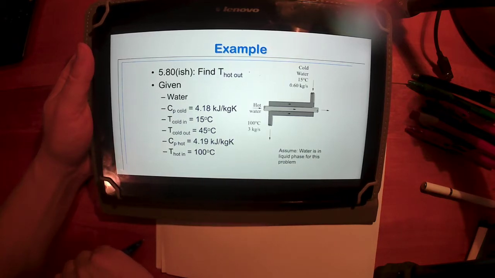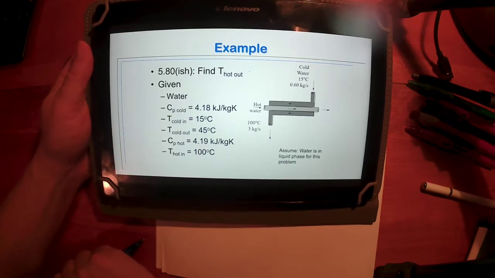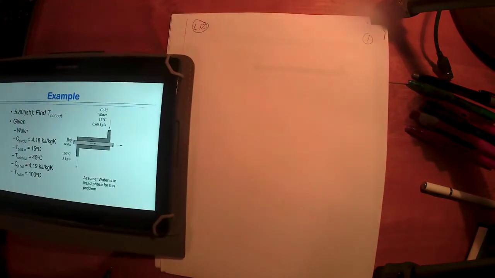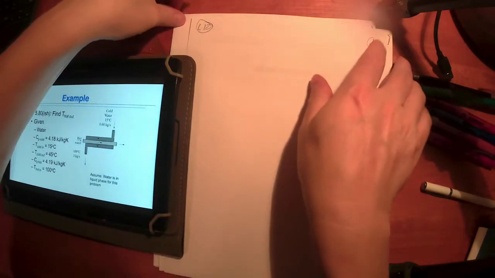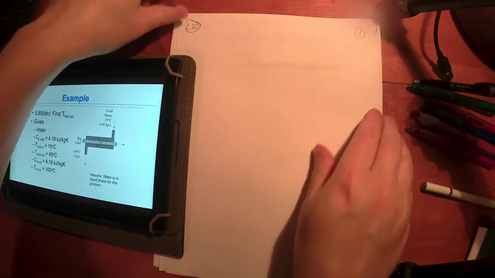But as we mentioned when we first introduced the concept of heat exchangers, it's not uncommon that you'll have a separate hot stream and a separate cold stream. Those two streams don't ever actually mix. It's just that one is used to heat the other, or one is used to cool the other, depending on the purpose of the device.